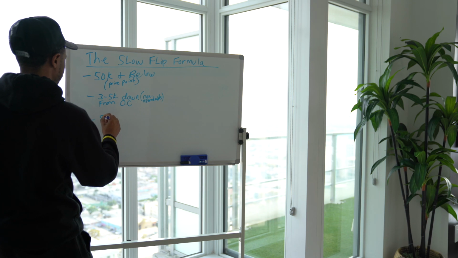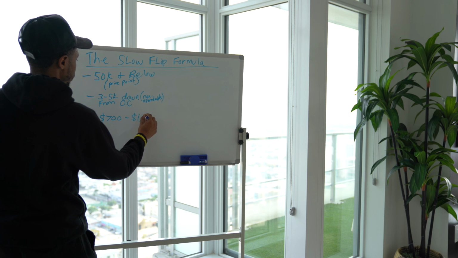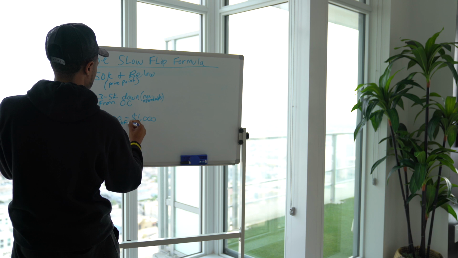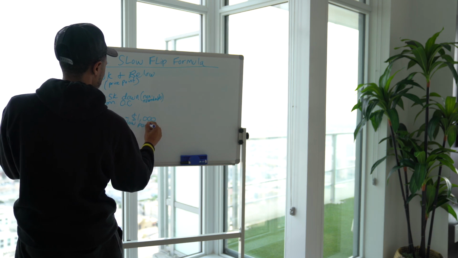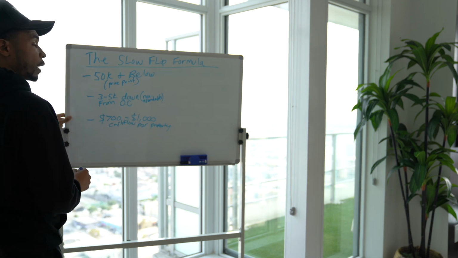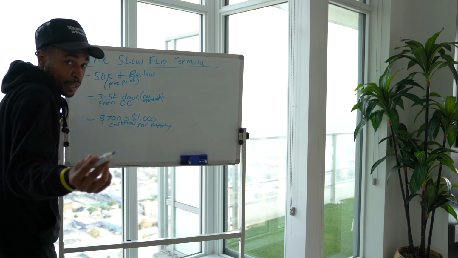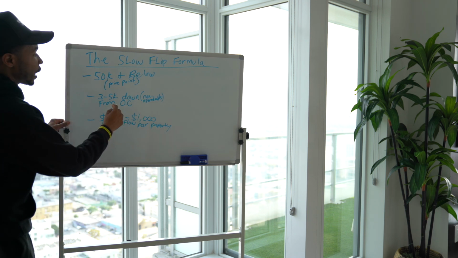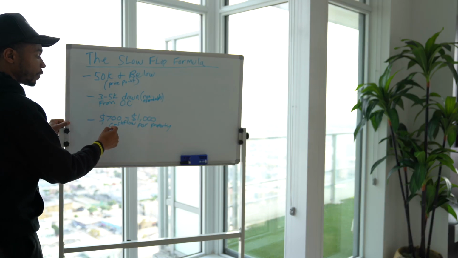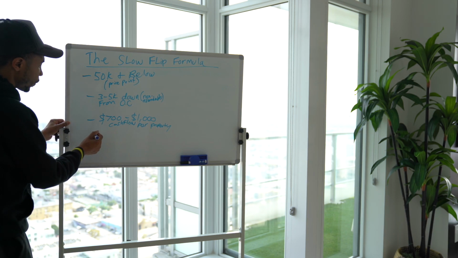Okay? Another thing, we're averaging about 700 to 1,000 a month cash flow per property. So 50K purchase price or below, definitely below, that's always the goal. 3 to 5K down, non-refundable from the owner occupant. We're averaging 700 to 1,000 a month cash flow per property from our owner occupant, OC, right?